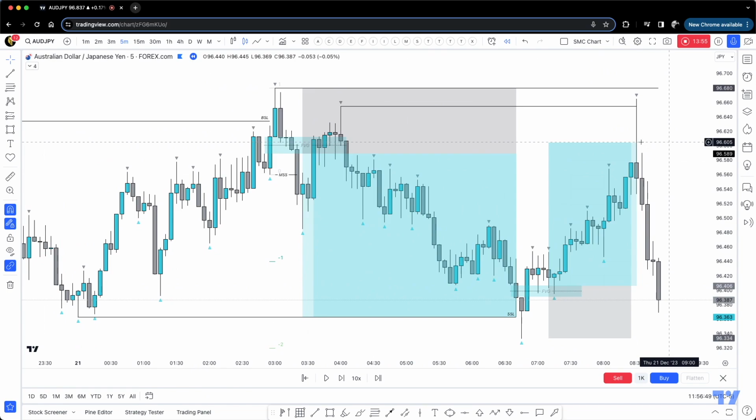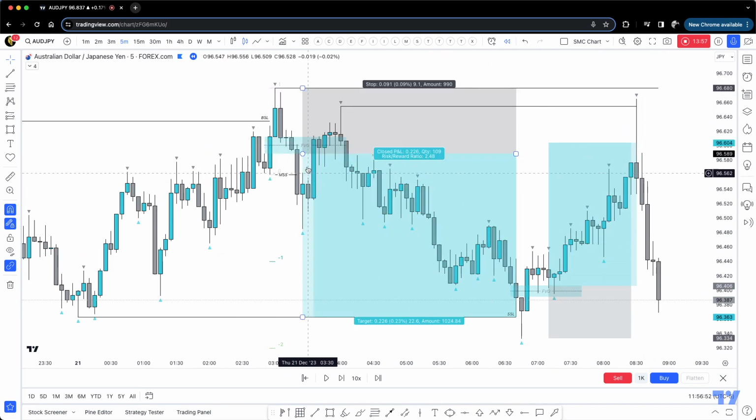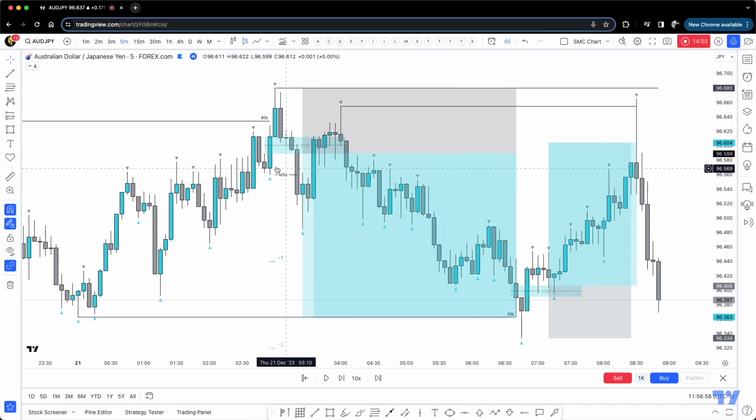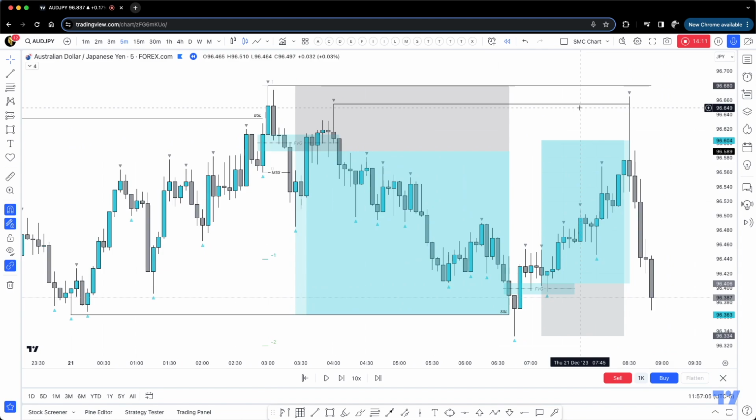Besides the normal market structure shift and then bearish continuation bearish fair value gap, right? And go with that, or change in state of delivery, right? So it's a different type of entry model as well, a bit earlier, I would say.